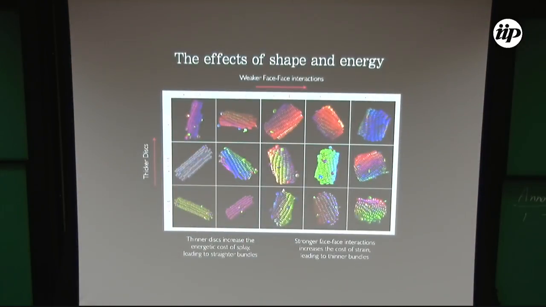Okay, so you can scale all of these things. You can tune both the face-to-face interaction, and you can tune the aspect ratio of the oblate ellipsoids. The idea here is that depending on how these change, you can go from having a straight configuration, so this is very weak face-to-face interactions and a fairly oblate ellipsoid, to having low face-to-face interactions and very thin ellipsoids, which is going to start becoming chiral, and you get more and more chiral as you go on.